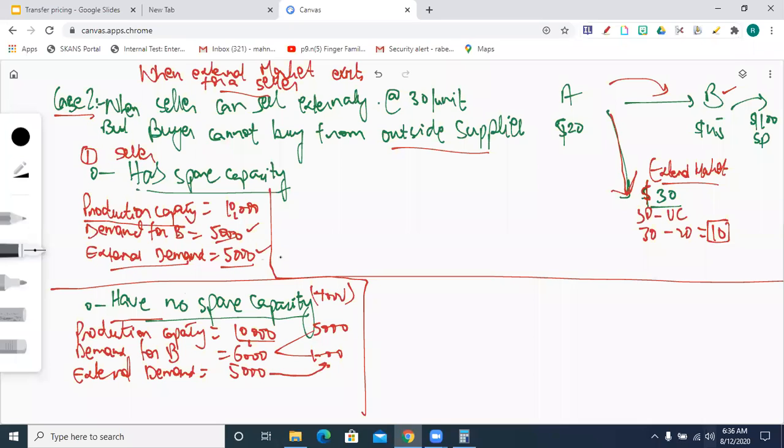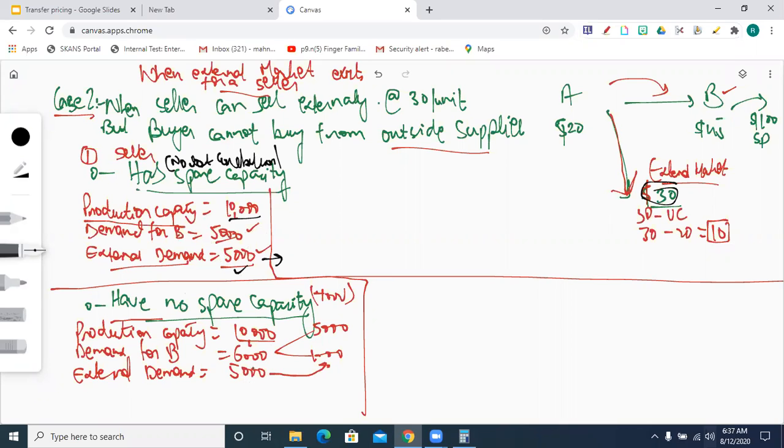So here he can continue to sell at 30. He has the production capacity of 10,000. He could sell 5,000 to the external market, and then he can meet the demand of 5,000. There's no lost contribution here. When he has spare capacity, there is no lost contribution because the external demand is being met.